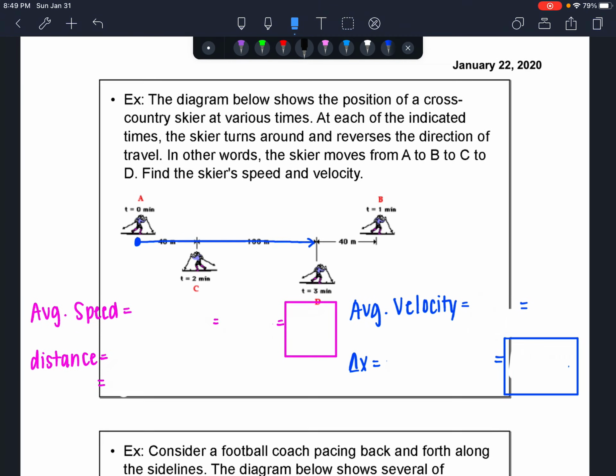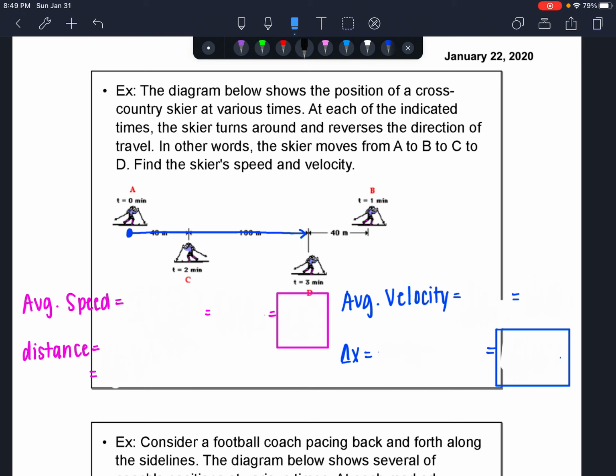That being said, let's move on to a problem-solving scenario. The diagram below shows the position of a cross-country skier at various times. At each of the indicated times, the skier turns around and reverses the direction of travel. In other words, the skier moves from A to B to C to C to D. Find the skier's speed and velocity.